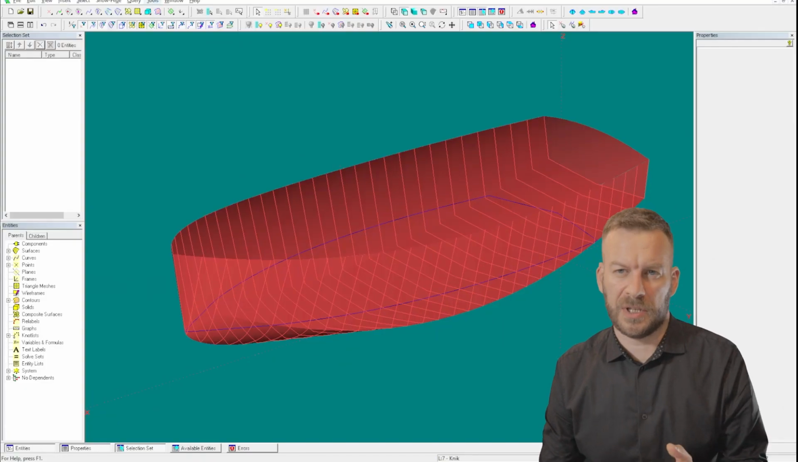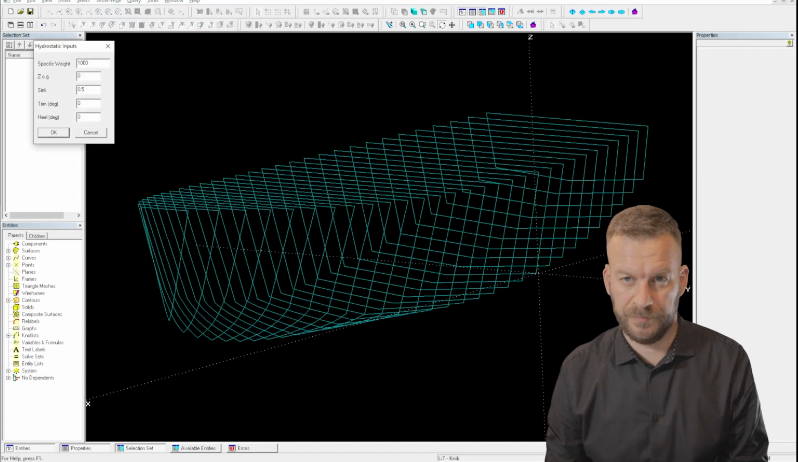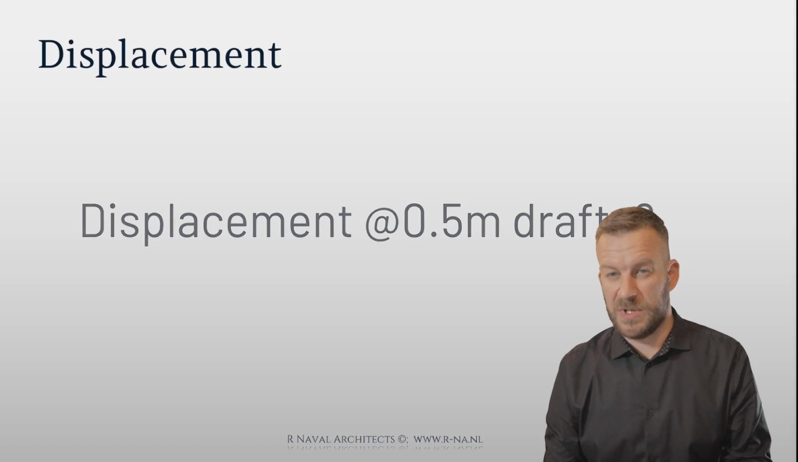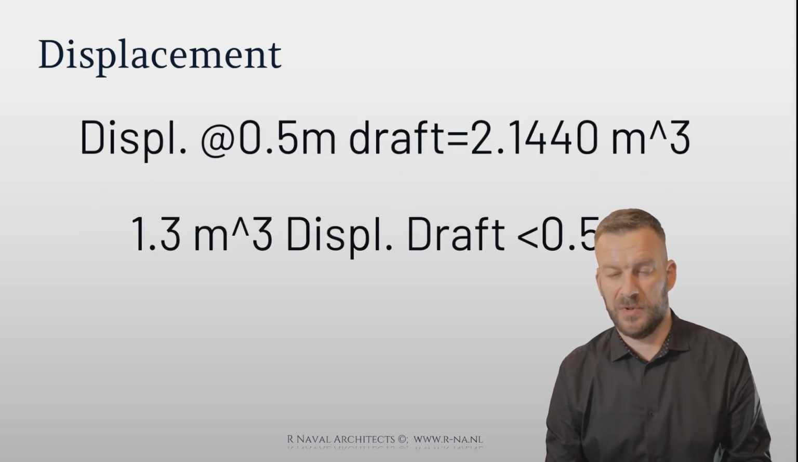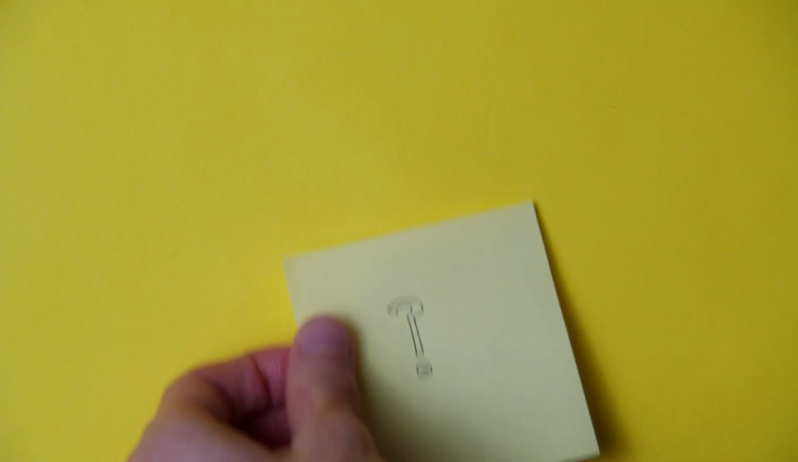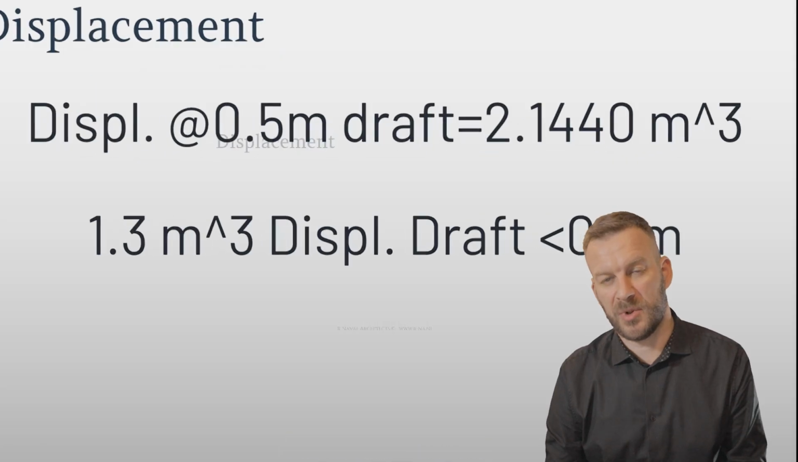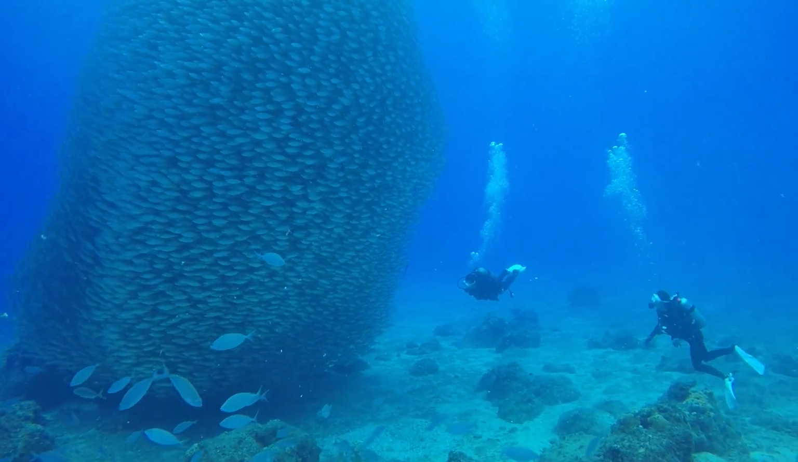So now let's take a look at the hydrostatic properties of the hull at 0.5 meter draft. And we can see that the volume is bigger than 1.3, which means that, yeah, the hull will float at a less draft than 0.5, which makes it okay, but is it really? Because is 1.3 tons the weight that we are looking for? Let's dive deeper into that.